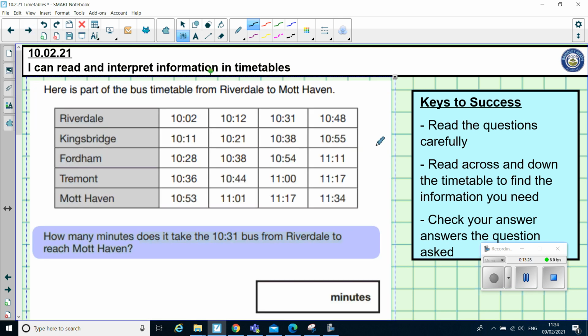Okay, final question that we're going to have a look at together before you do your maths.co.uk then. Here is part of a bus timetable from Rivendell to Mott Haven. Okay, so all of these names down the side, they are towns that this bus goes through. So a bus leaves Rivendell at 10:02. Its next stop is Kingsbridge at 10:11. Next stop is Fordham, and so on, before finally arriving at Mott Haven at 10:53. Our first question then is, how many minutes does it take the 10:31 bus from Rivendell to reach Mott Haven?